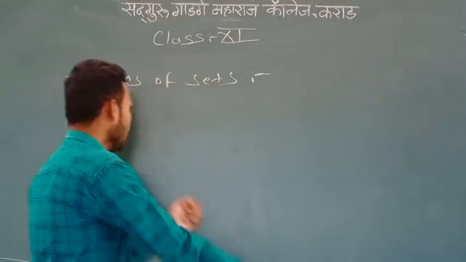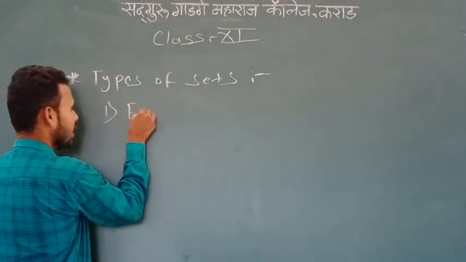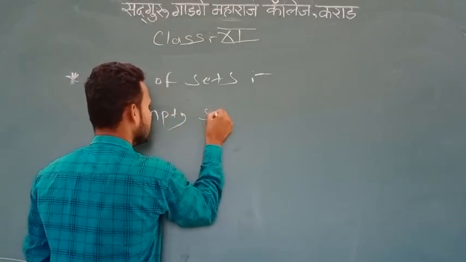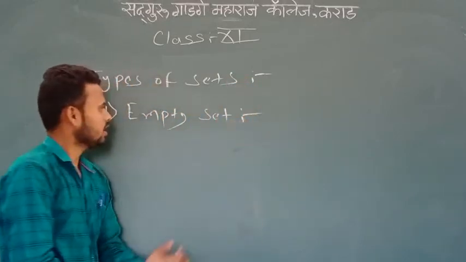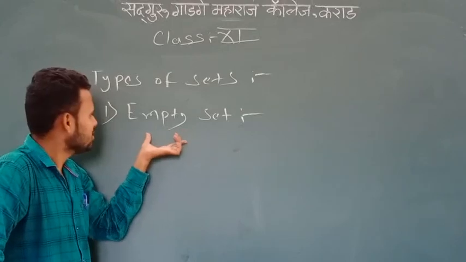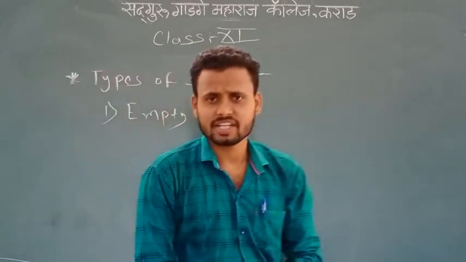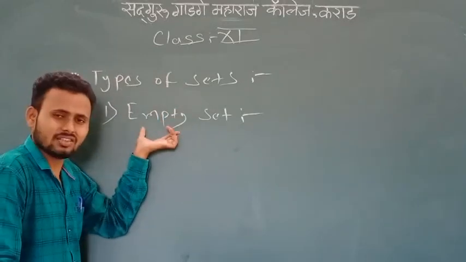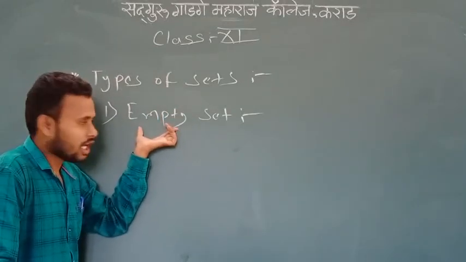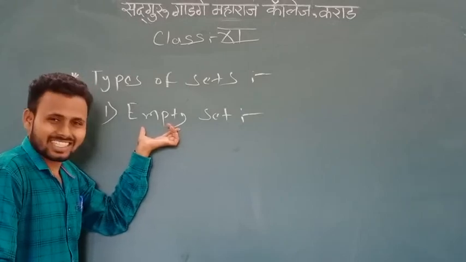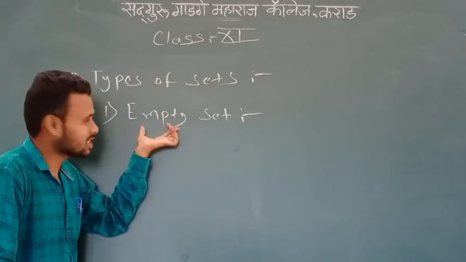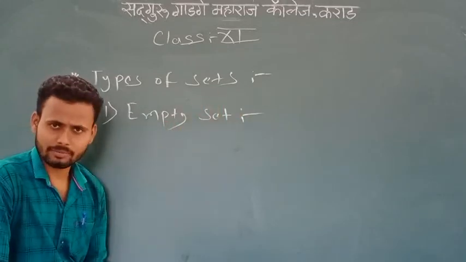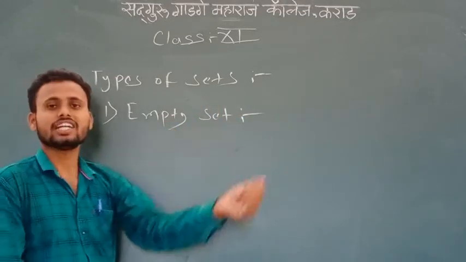First one is empty set. What is the definition of empty set? Simple, the name itself gives the definition. Empty set: empty means blank. So the definition is: a set containing no element, or a set having no element, is called the empty set or null set.